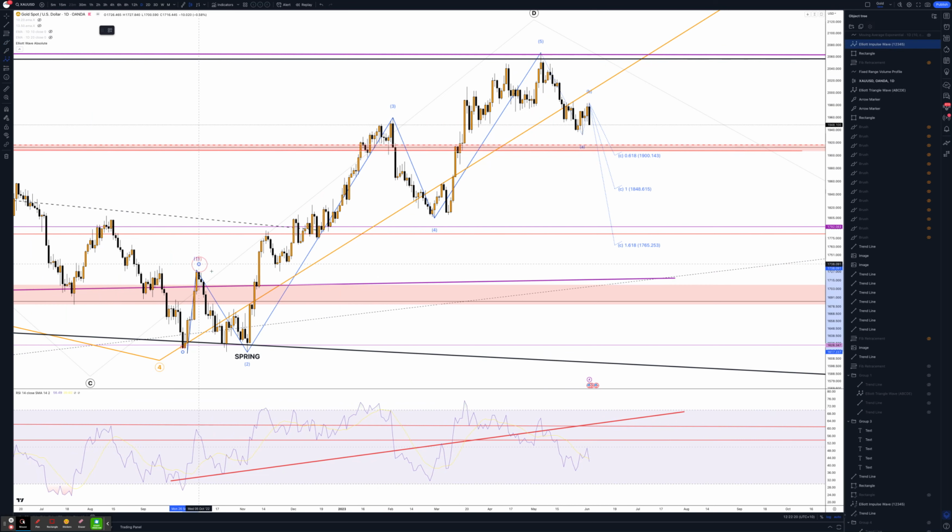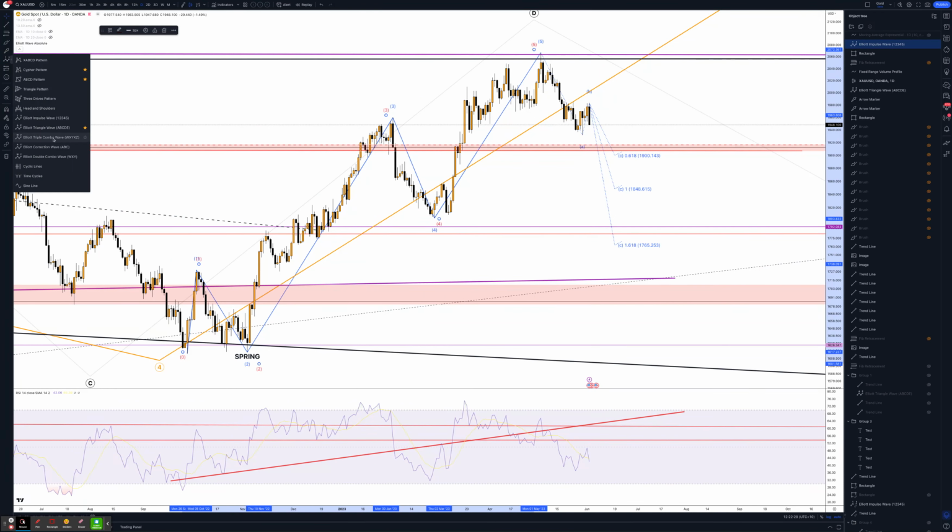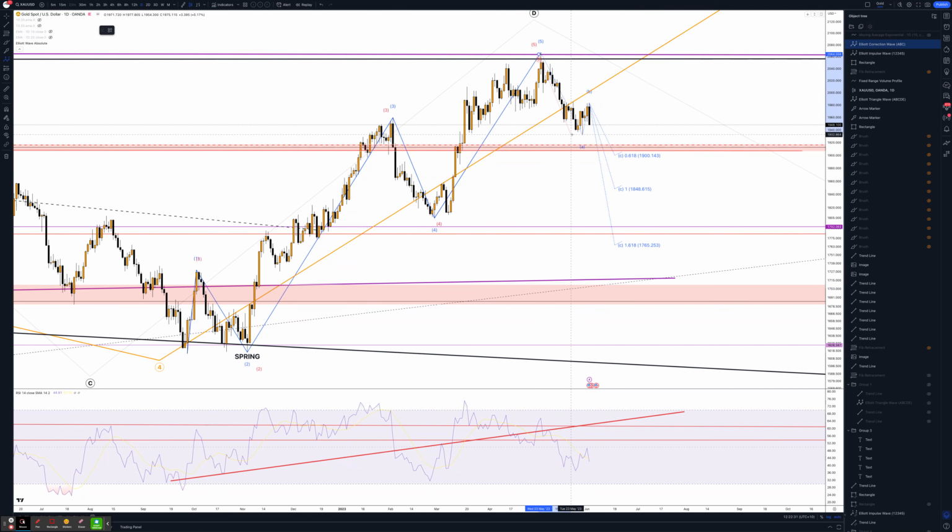Beautiful. That's 1, 2, 3, 4, and 5. And so what we're having is an ABC correction of some sort. Now this could be A, B, and then C. You can see how it suggests it could go deeper. So we can have a deeper pullback.